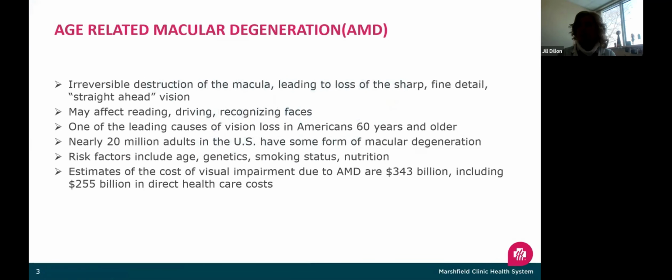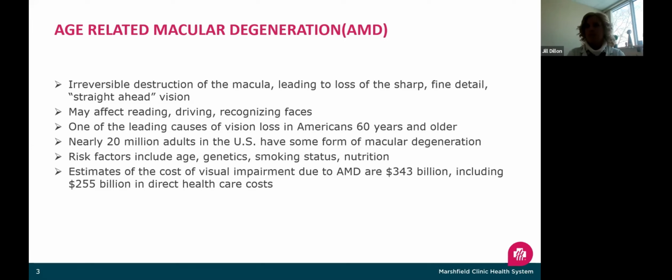So let me start out by talking about something that I'm sure many of you have certainly either been diagnosed with yourself, or maybe you have a family member or a friend that's been diagnosed with it. It's certainly a word that we hear a lot about, and that's age-related macular degeneration. So what is macular degeneration? A lot of folks really wonder, boy, what is that? What are you talking about when you're talking about macular degeneration?